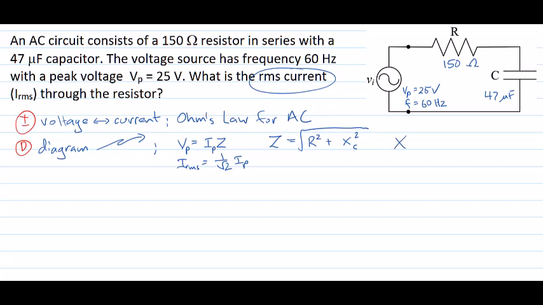What is that capacitive reactance? It's going to be 1 divided by the angular frequency times capacitance. In this question, we've been given the actual frequency, not the angular frequency. So let's remember that the angular frequency is going to be 2 pi times the frequency, multiplied by capacitance. Now, with all of those relationships, we're ready for our evaluate step to actually do some calculations.